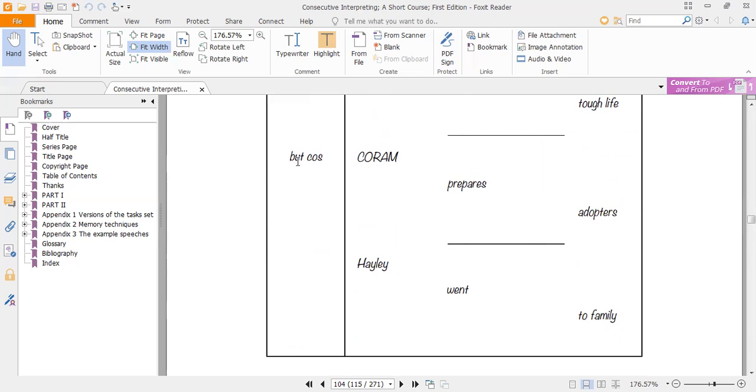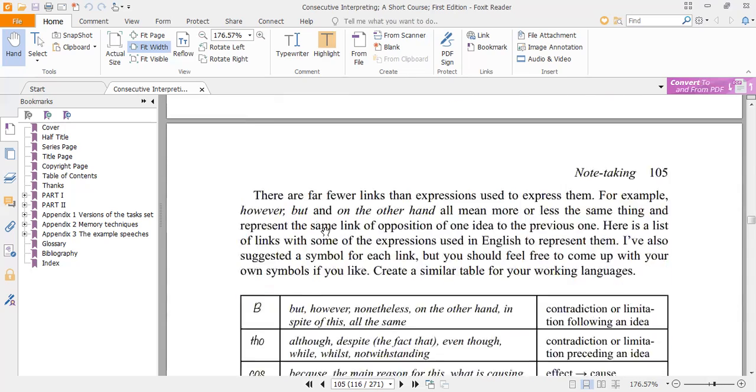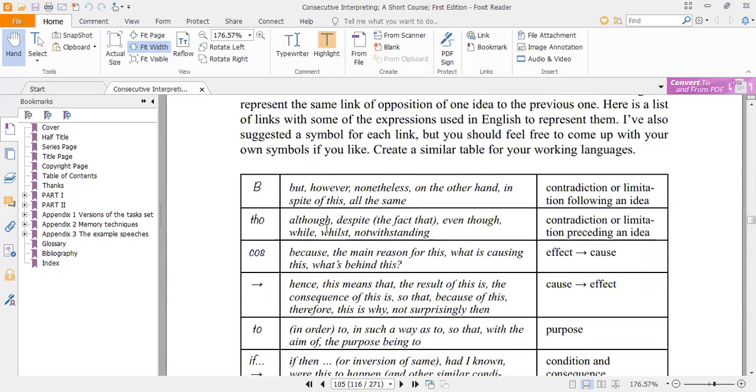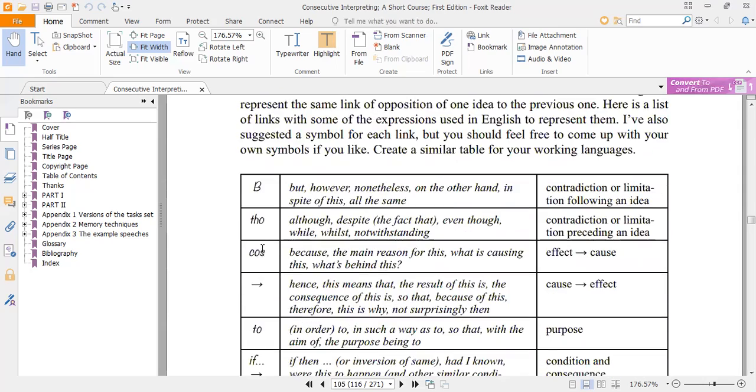But cause, we mean but because. This is the first sentence, this is the second sentence. Below them, or in the middle, we write the type of the link. As you see, we have several links in English. For example, cause is taken for all these links, because the main reason for this, what is causing this, what is behind this, all these links can be abbreviated as cause, and they clarify the effect of the cause.